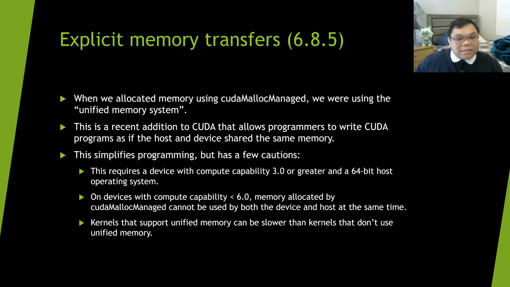2. On devices with compute capability 6.0 or less, memory allocated by cudaMallocManaged cannot be used by the device and the host at the same time. Number 3. Kernels that use unified memory might be slower than kernels that don't use unified memory. So we are potentially making our programs slower for the ease of being able to write them more easily.